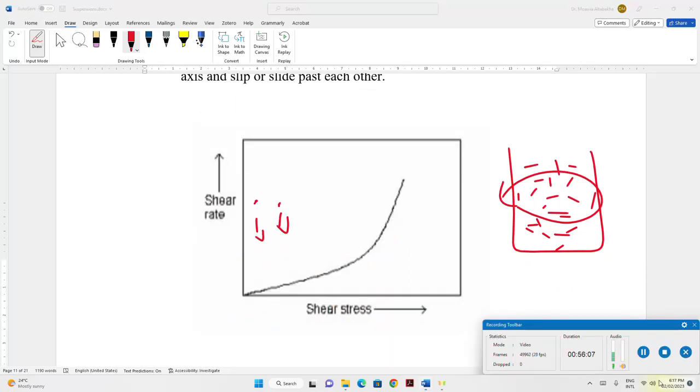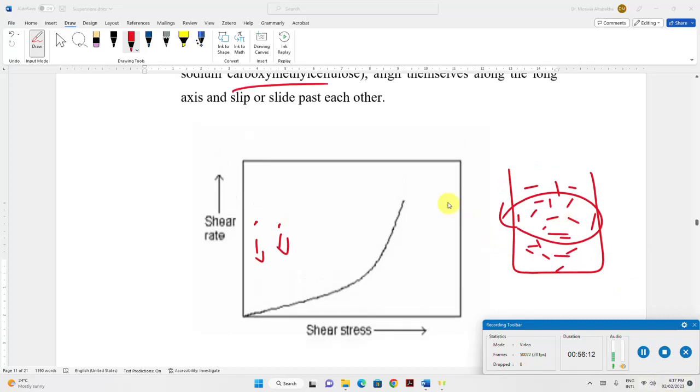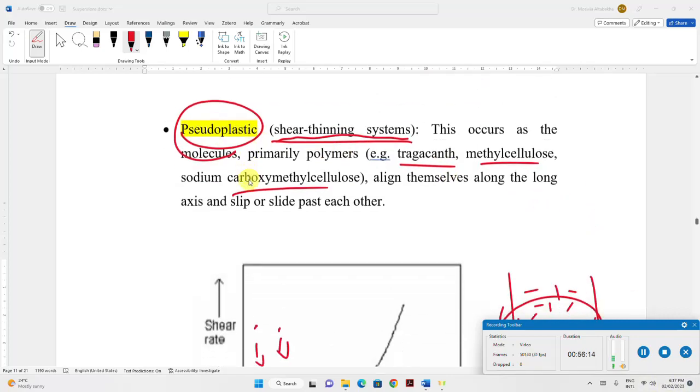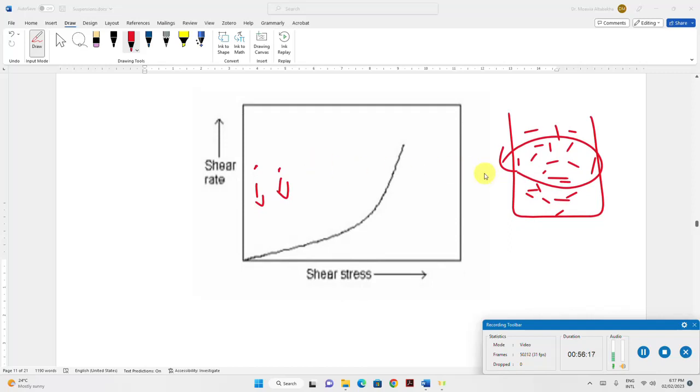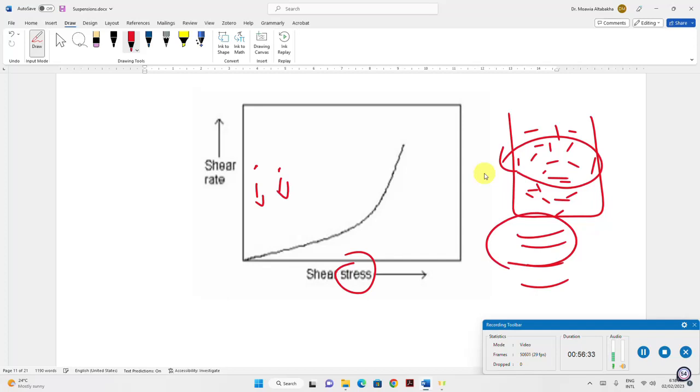When we say thixotropic, which applies to the same thing we talked about, shear thinning systems, pseudoplastic, the nice thing is that after you apply the stress, you have this nice alignment of molecules in the direction of the stress. After that, when you stop the stress or stop applying the rotation or the force, what happens to these molecules?